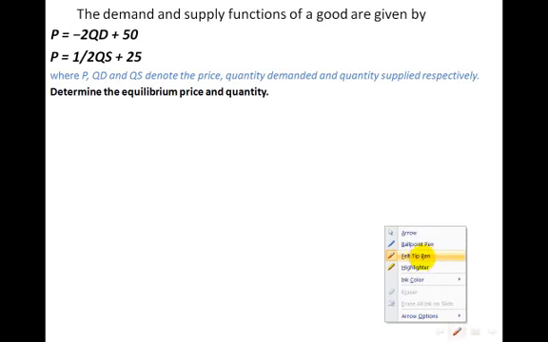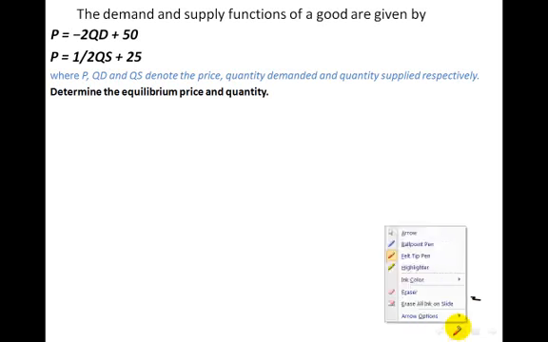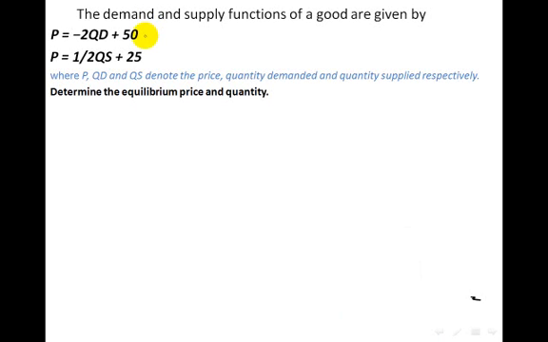where the first function is saying, just a minute, let me just choose a color. Okay, so here the first one, the price equals -2 quantity demand plus 50, and the second function is saying price equals half of quantity of supply plus 25. So QD is talking about demand quantity and QS is talking about supply quantity. That's what you can see here. And we want to determine the equilibrium price and quantity.